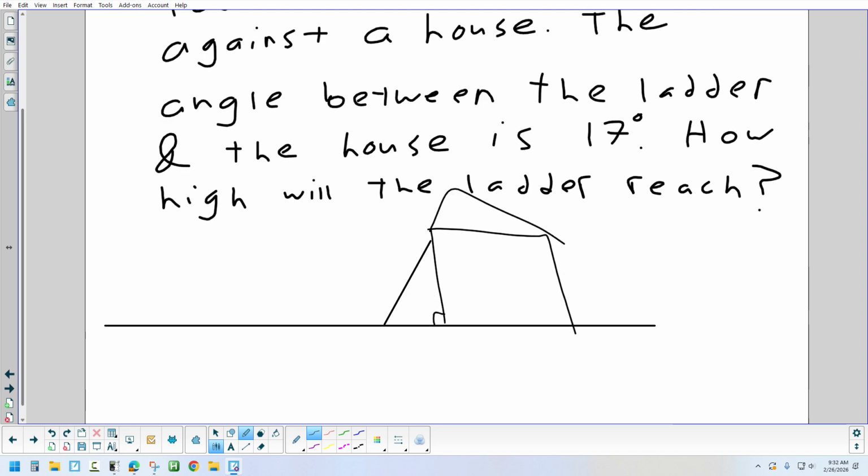What else do I know that I can label in that picture? 17 degrees at the top. Right. It says the angle between the house and the ladder is 17 degrees. Now, if it said the angle between the ground and the ladder, that's the ground, that's the ladder, that would be over there. Okay, but this is the house and the ladder. So we got the 17. And what else do we know? 20 feet. What's 20 feet? The length of the ladder. So that's 20 feet.